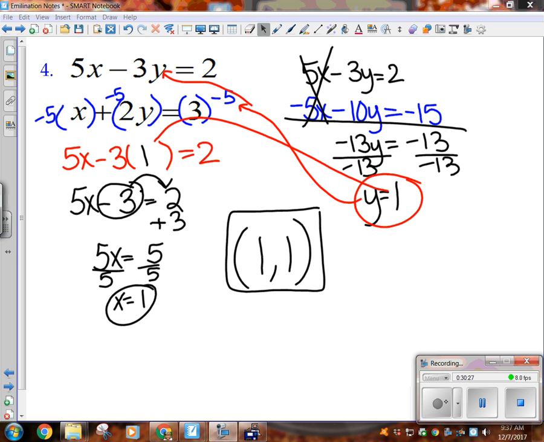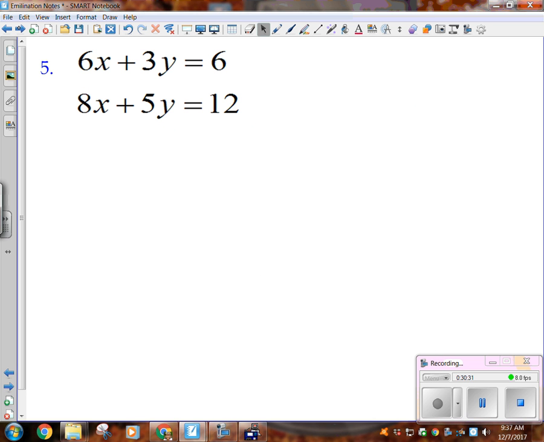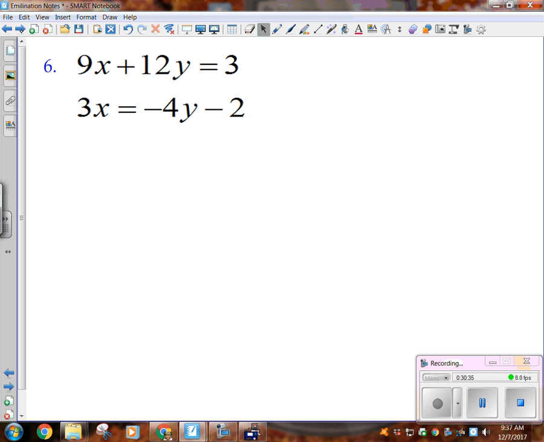We're going to skip to 6 and 7. Everybody good? Let's go to 6.